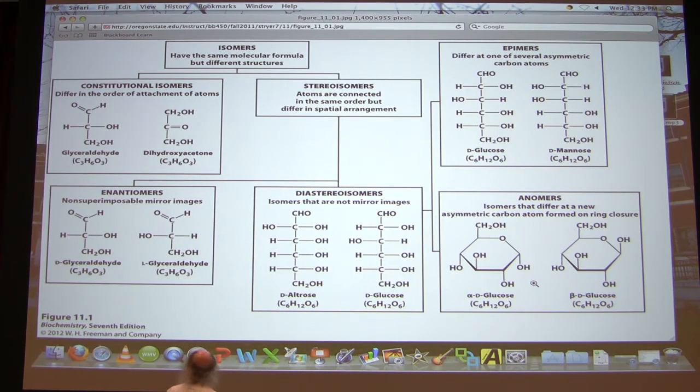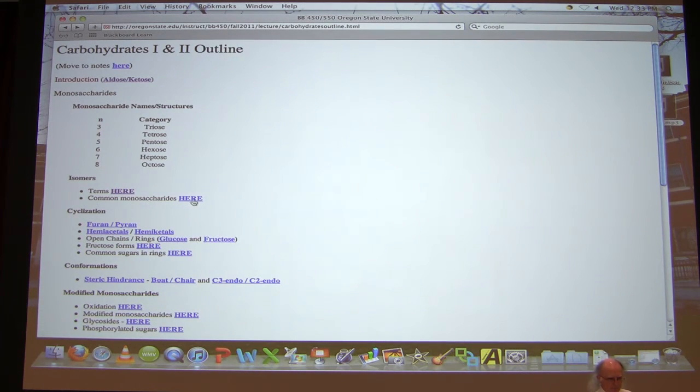Okay, so you should know what an enantiomer is, you should know what a diastereomer is, you should know what an epimer is, you should know what an anomer is, you should know what a stereoisomer is. Just some basic terms of carbohydrates.